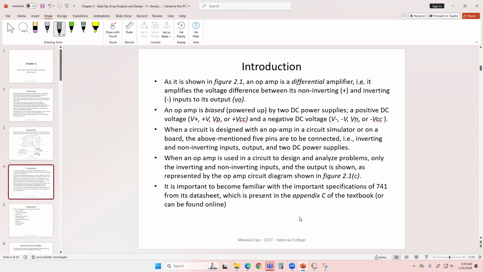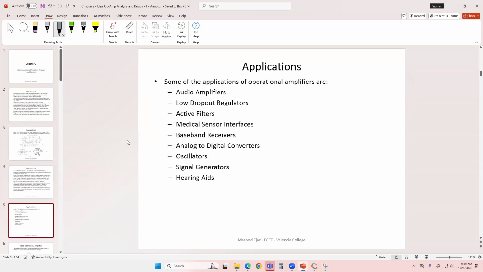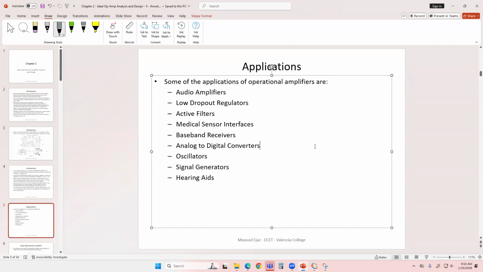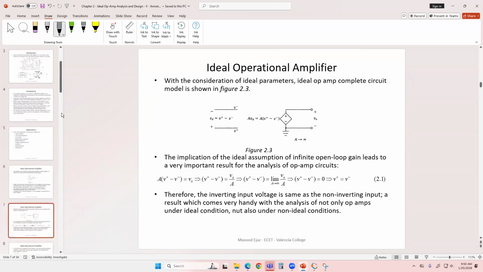So I guess I discussed all the voltages. Some of the applications: it's used in audio amplifiers, regulators, active filters, medical sensor interfaces, baseband receivers, analog to digital converters. Actually, since many of you are in the DSP class as well, when we discuss analog to digital converters tomorrow, the flash ADC, you will see that operational amplifiers are used. Also oscillators, signal generators, hearing aids, so many applications for operational amplifiers that you will see in this course and in practice.